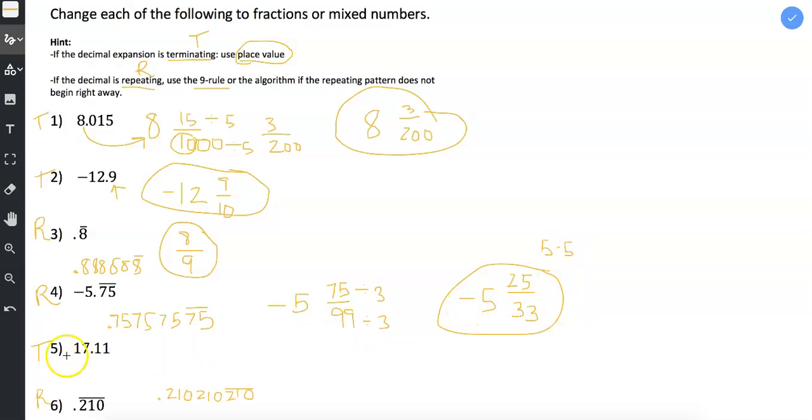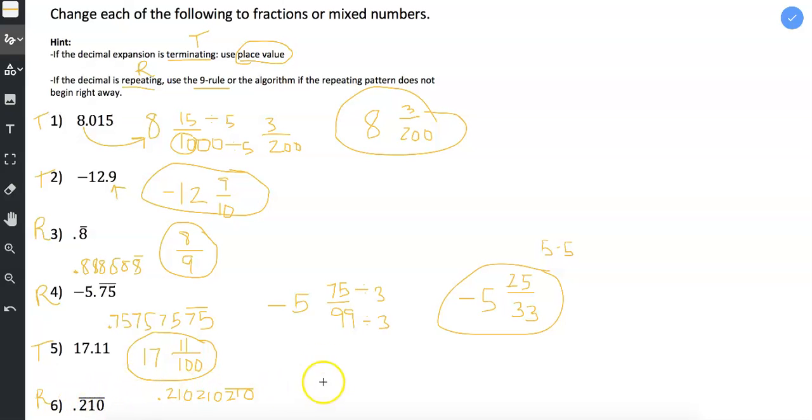All right, number 5, this is a terminating decimal. So we use place value. So this is 17 and 11 over, tenths, hundredths. Remember, with the terminating decimal, you use place value. So I put 11 over 100. 11 is a prime number, and 100 is not divisible by 11, so that is as reduced as it gets.